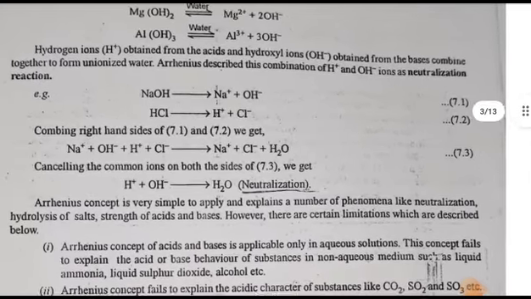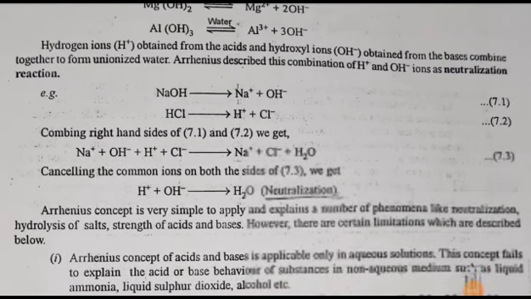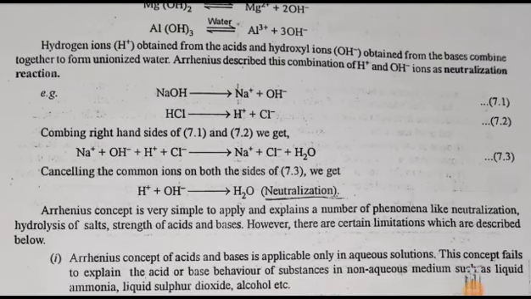Hydrogen ions obtained from the acid and hydroxyl ions obtained from the base combine together to form unionized water. Arrhenius described this combination of H+ and OH- ions as a neutralization reaction. For example, NaOH gives Na+ plus OH- and HCl gives H+ plus Cl-. Combining these equations, Na+ plus OH- plus H+ plus Cl- gives Na+ plus Cl- plus H2O.